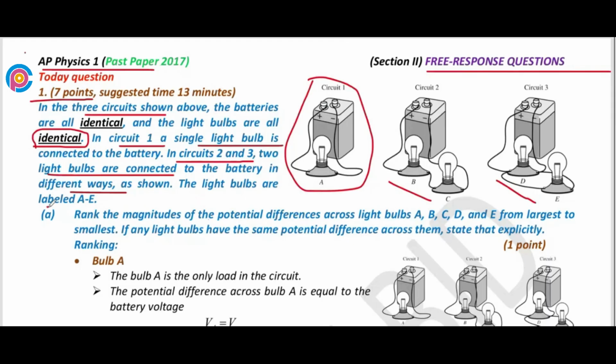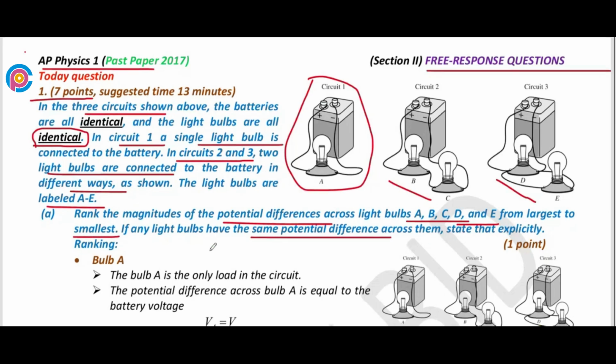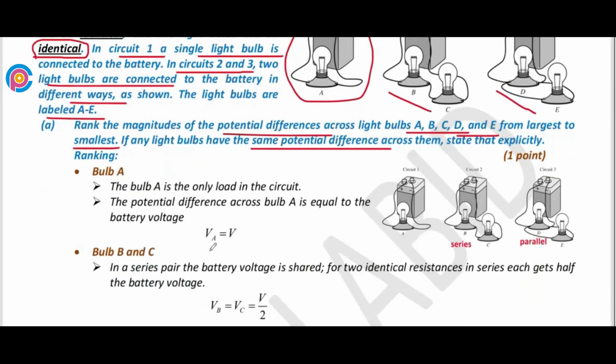The light bulbs are labeled A to E as shown in the figure. Rank the magnitude of potential difference across bulbs A, B, C, D, E from largest to smallest. If the light bulbs have the same potential difference across them, then state that explicitly. Okay, first of all, we discuss all bulbs step by step.